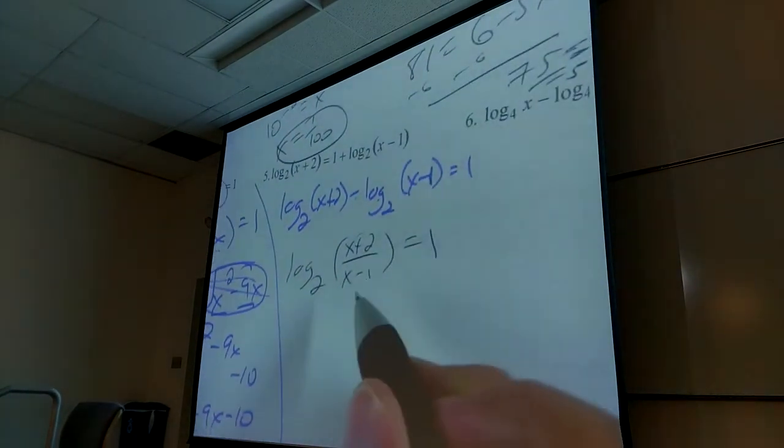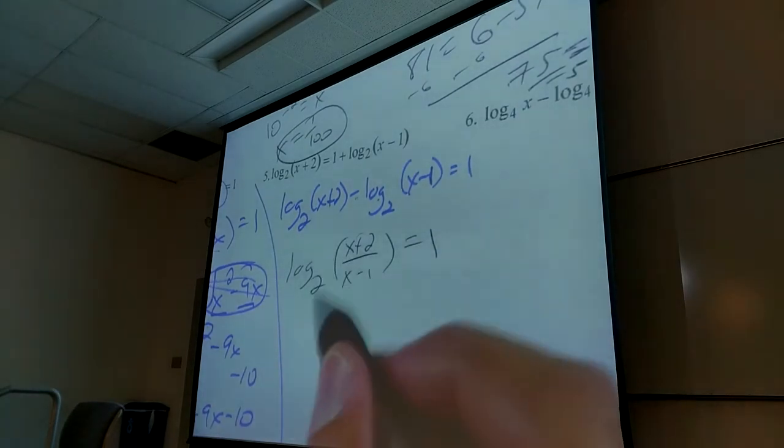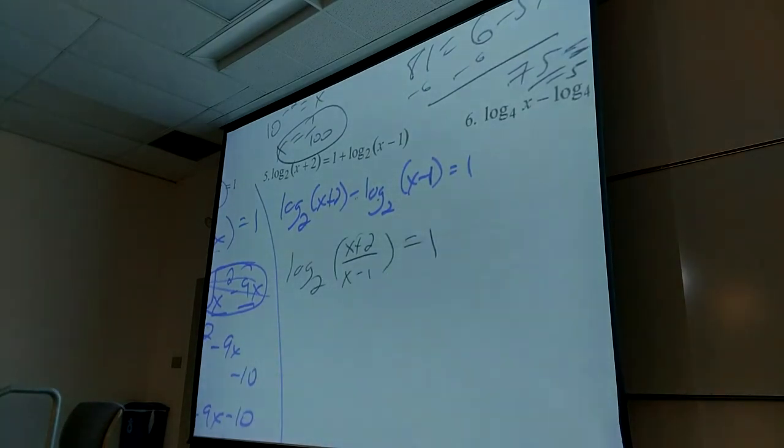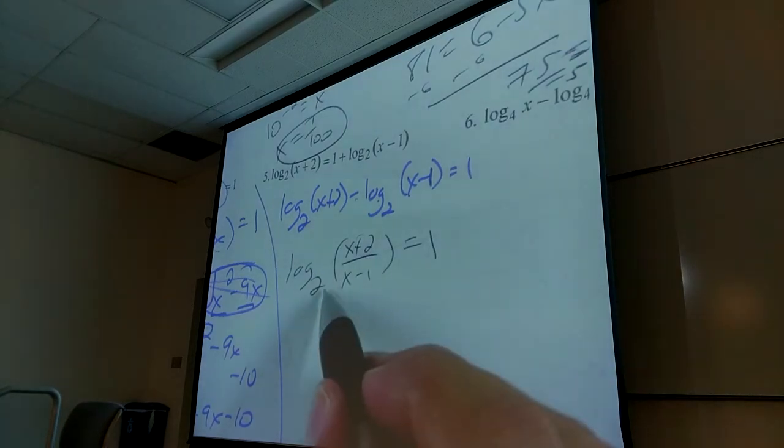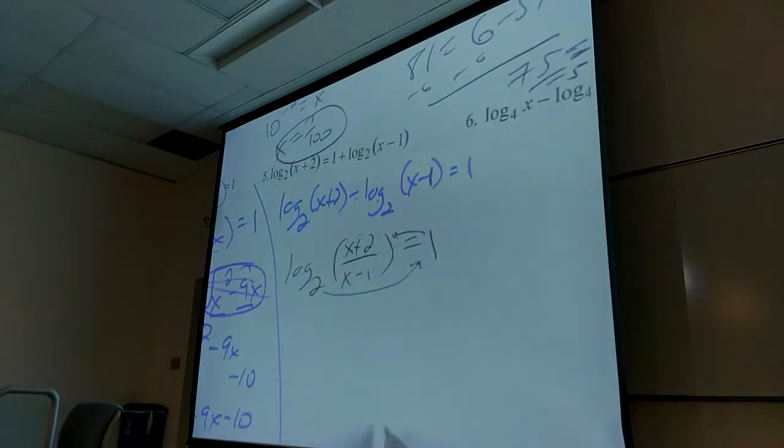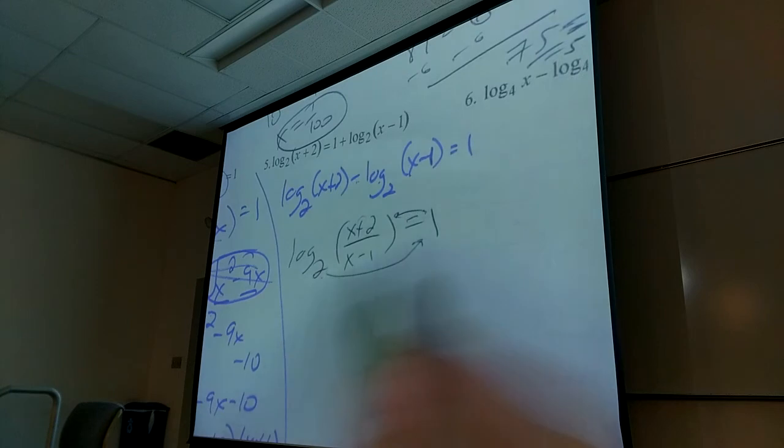And do you notice, if I get there to be a single logarithm in the equation, I can always do the same thing. I can rewrite it, base to power equals inside. So this will be 2 to the first, is 2, equals.